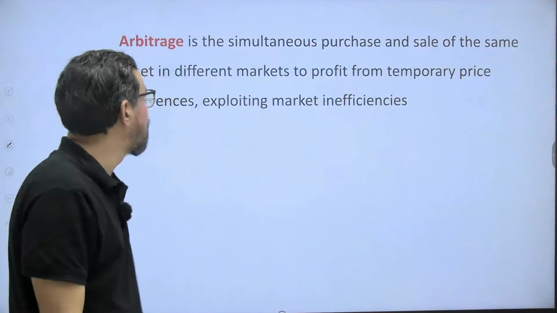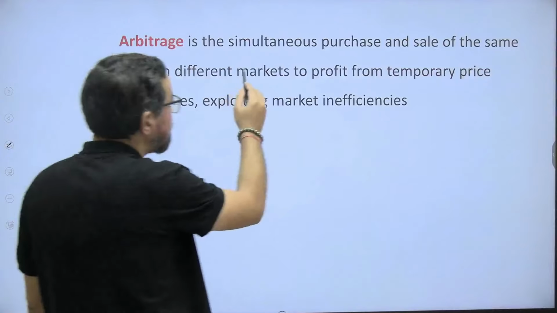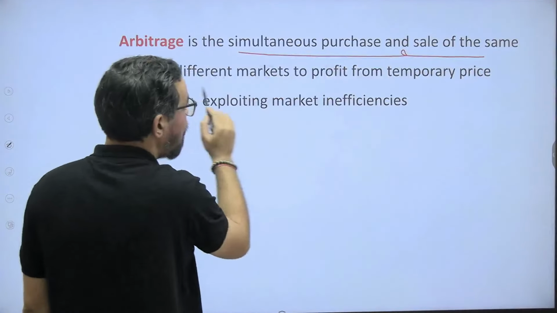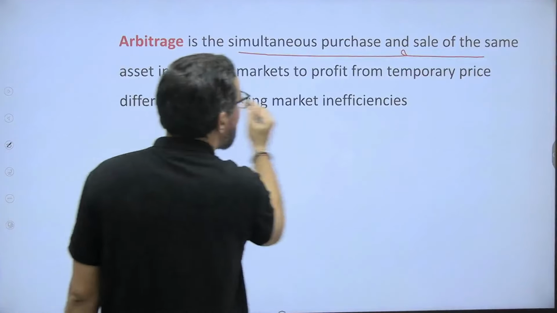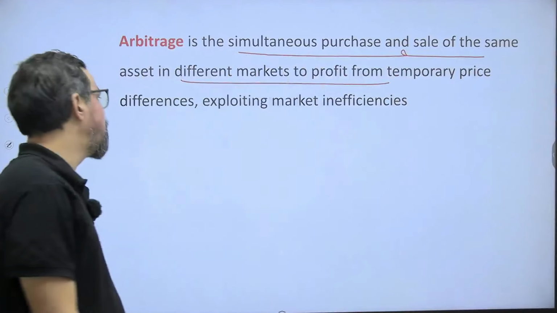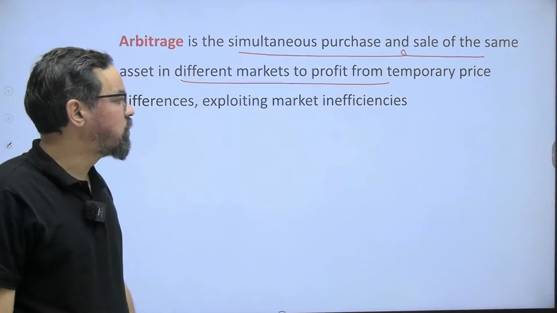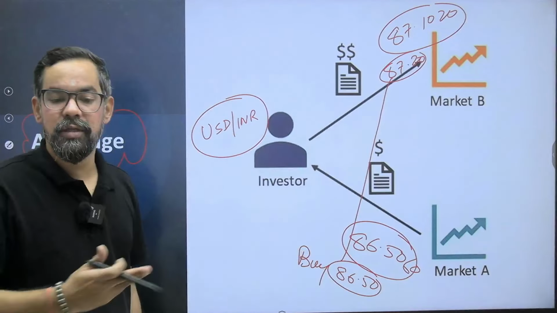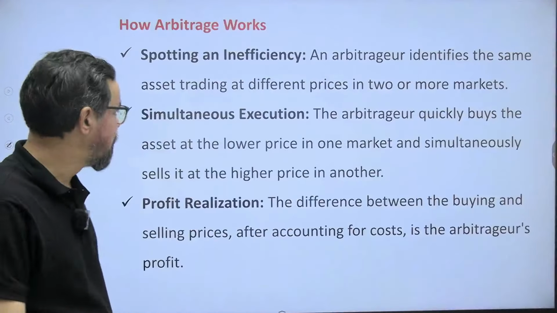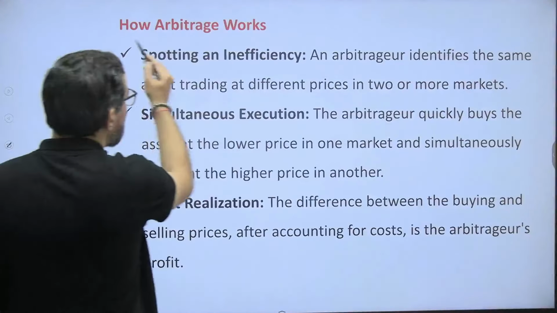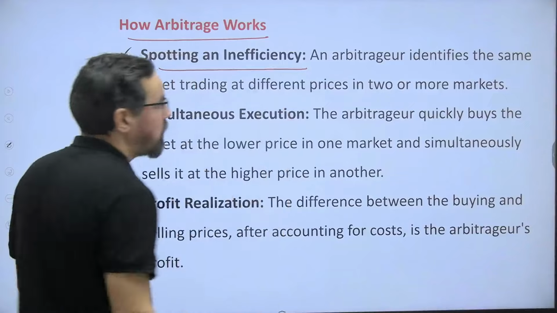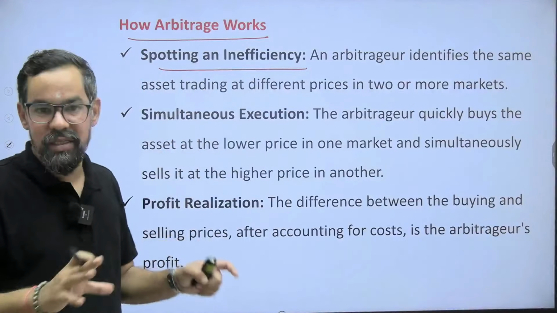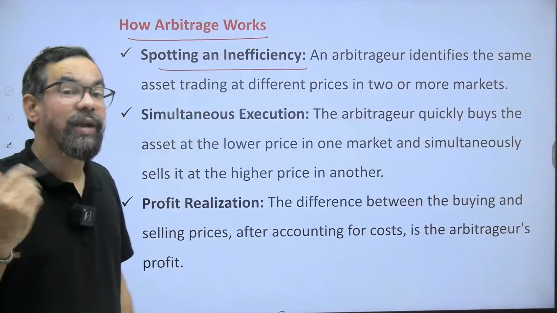I hope everybody knows about this. So arbitrage is the simultaneous purchase and sale of the same asset in different markets to profit from temporary price differences, exploiting the market inefficiencies, as we did in this particular case. So how does arbitrage work? Spotting an inefficiency. First of all, you have to find out where this difference is. Or it can be triangular also.